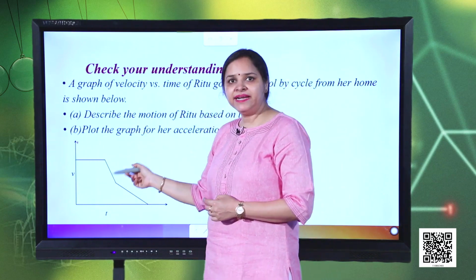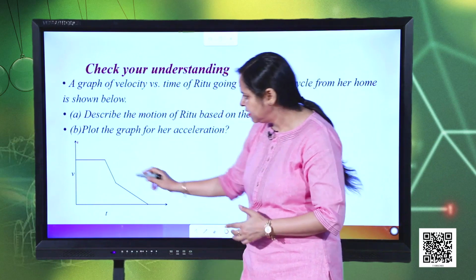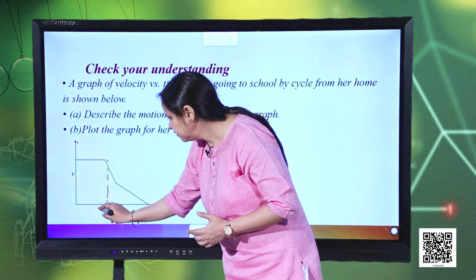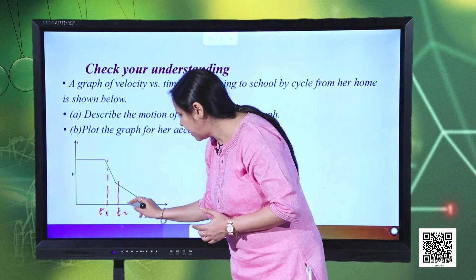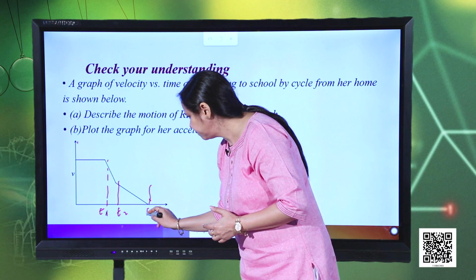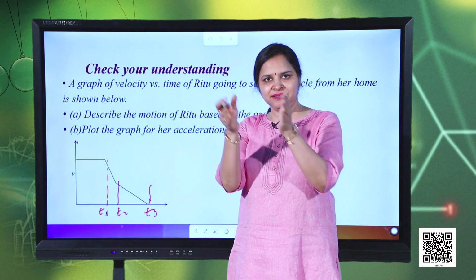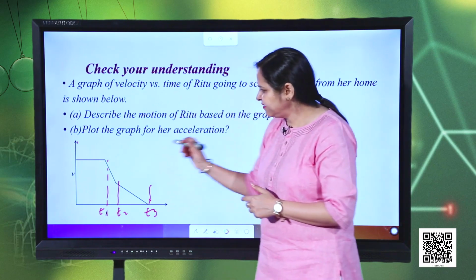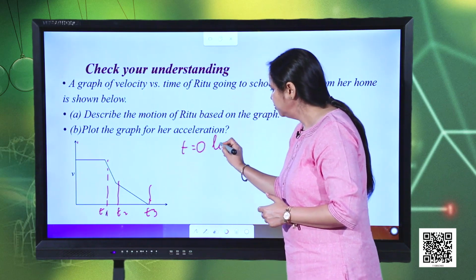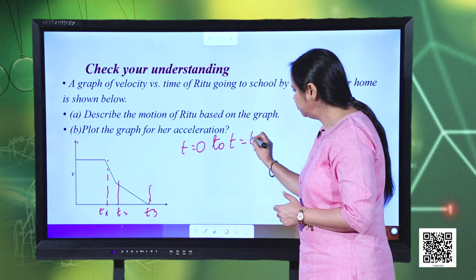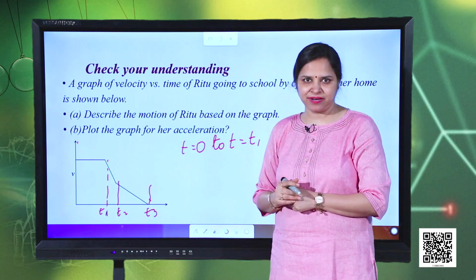If we just divide this graph into 3 time intervals, let us say this is 0 to t1, this is t1 to t2 and this is t2 to t3. What I have done here is study the entire motion in 3 time durations. Now, let us talk about the time duration of t equal to 0 to t equal to t1. What may we conclude just looking at the velocity-time graph?